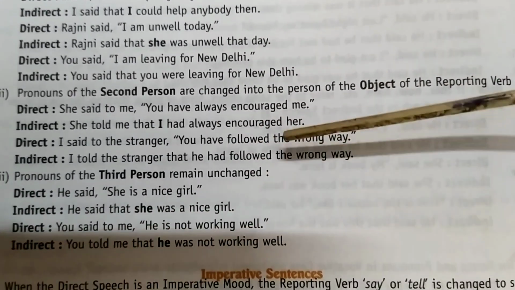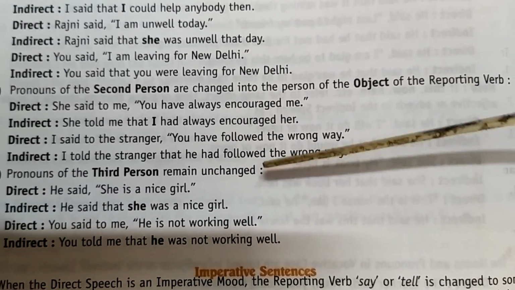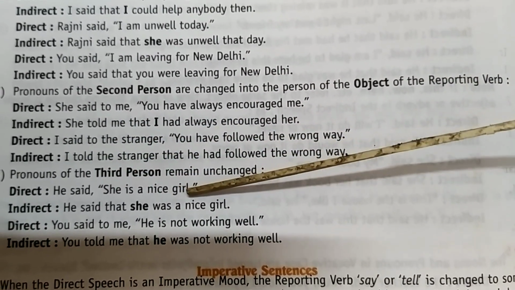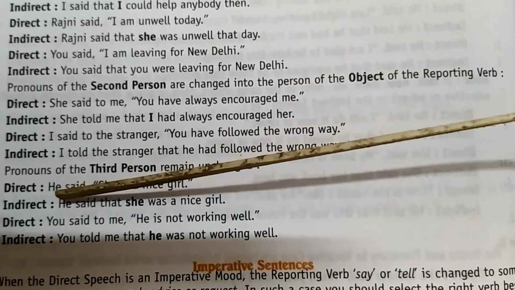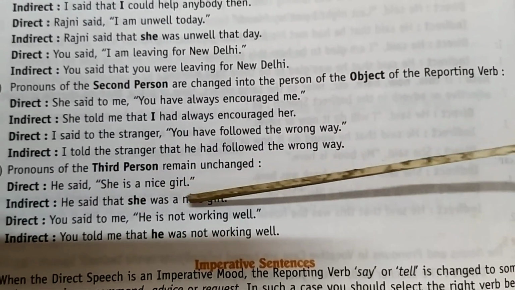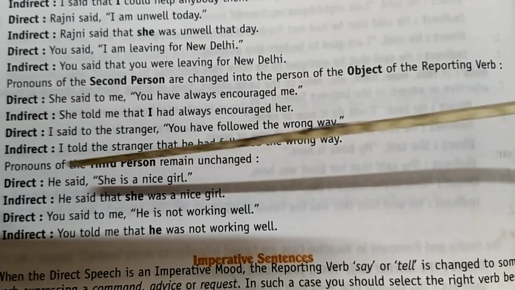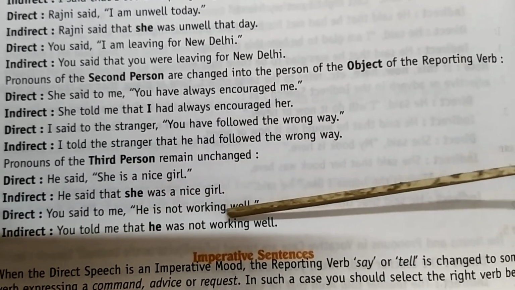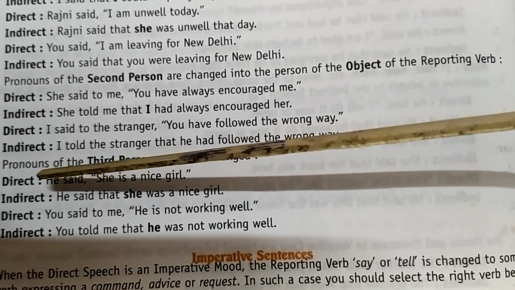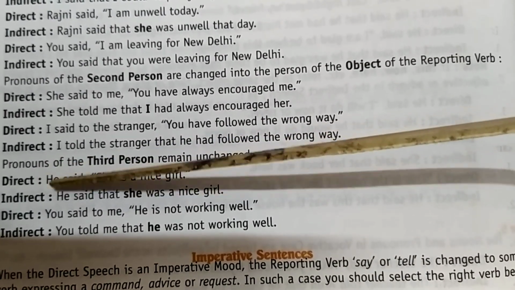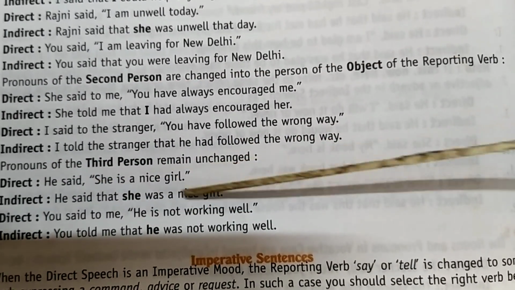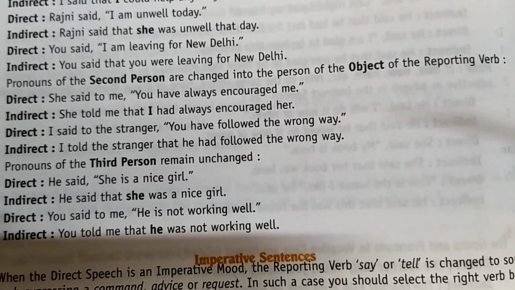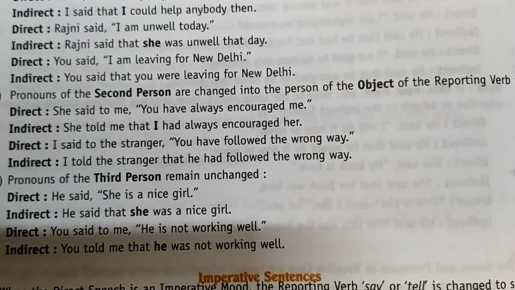Third rule, pronouns of the third person remain unchanged. How? He said, "She is a nice girl." In indirect, he said that she was a nice girl. You said to me, "He is not working well." Okay, now first person, second person, both are talking about third person. You told me that he was not working well. Okay, so this is all positive.